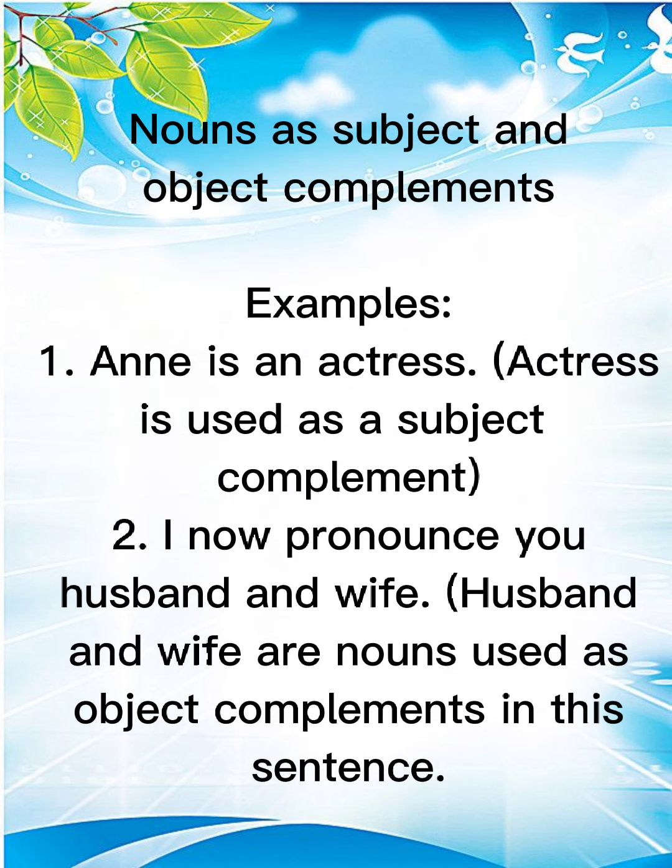Nouns can also be used as a subject complement or an object complement. In this particular example, number one, actress is used as a subject complement. While in example number two, husband and wife are nouns used as object complement in this particular sentence. You have to take note that verbs that denote making, naming, or creating are often followed by object complements, while subject complements normally follow linking verbs like to be, become, or seem.